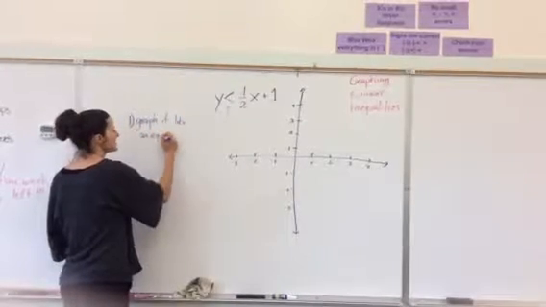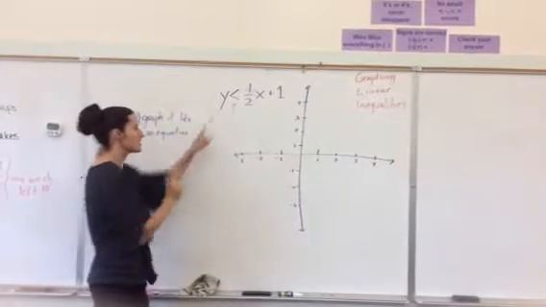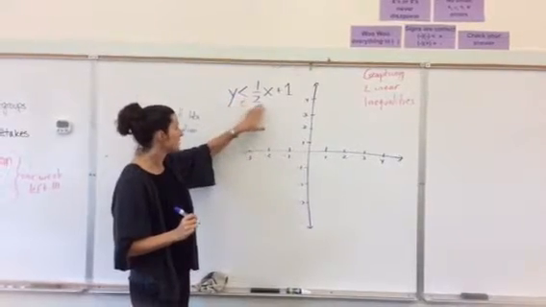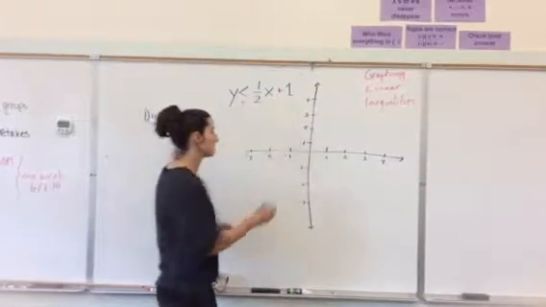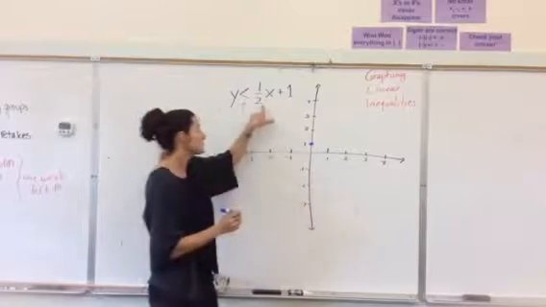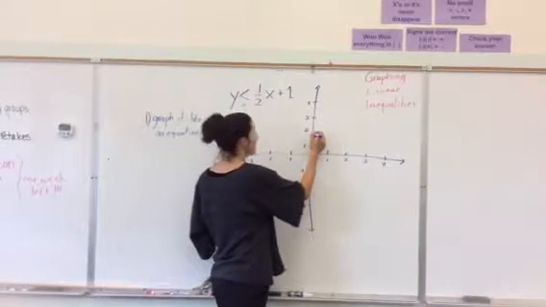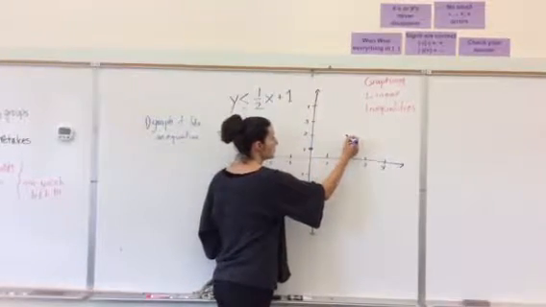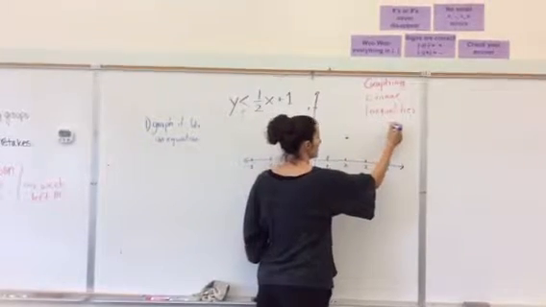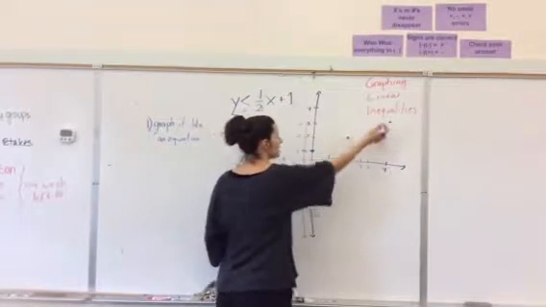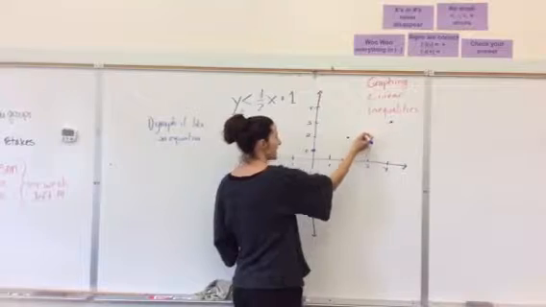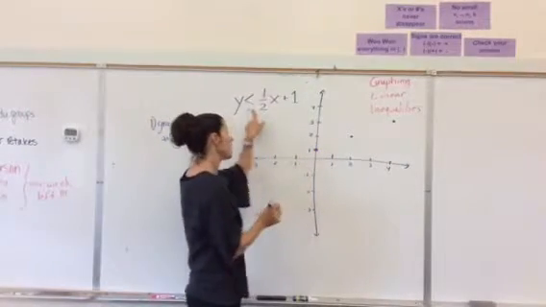So I'm going to actually pretend that this is an equation. I'm going to make this line, so I'm going to pretend that's an equal sign. So I'm just going to do it the regular way. My intercept is at 1. My slope is 1/2, so that means I go 1 up and 2 over, 1 up and 2 over, and I have a line.